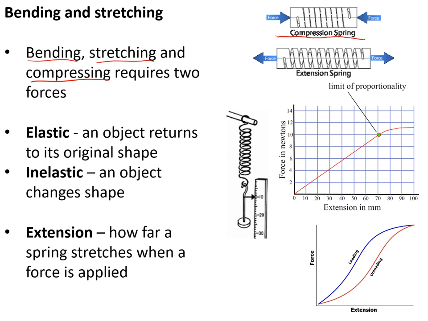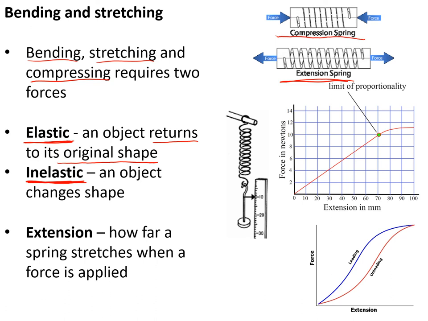If your two forces are acting outwards, then you'll extend the spring. Okay, and there are various other combinations that can make it bend and do all sorts of things, but you need at least two forces to cause something to bend, stretch, or compress. Now, when we're talking about any kind of deformation, we can talk about a material being elastic or inelastic. Elastic means that when you deform an object and let go, it returns to its original shape. So think about gently bending a ruler and letting go, it goes back to being straight. Think about pressing a spring down, as soon as you let go, it goes back to its original shape.